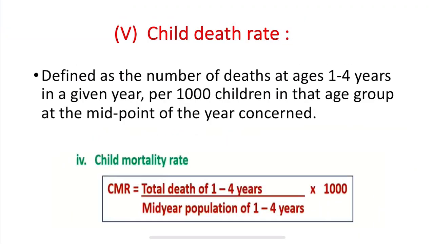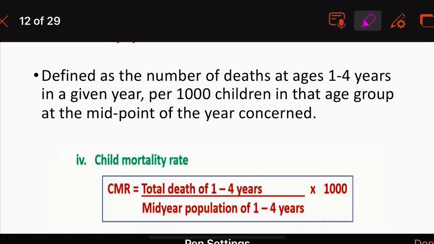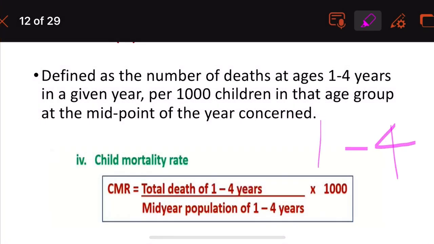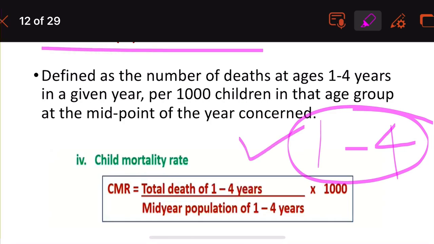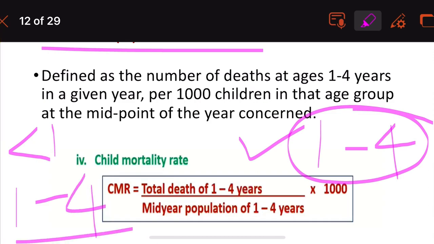Cool. Next, the child death rate. Child is what? Under 5 kid. Okay, 1 to 4 years. This is very important. When you define child death rate, you need to know the infant is less than 1, child is 1 to 4, that is what you have to know.